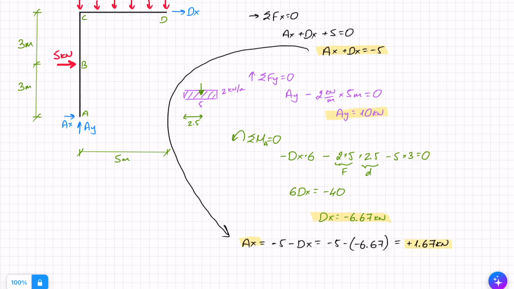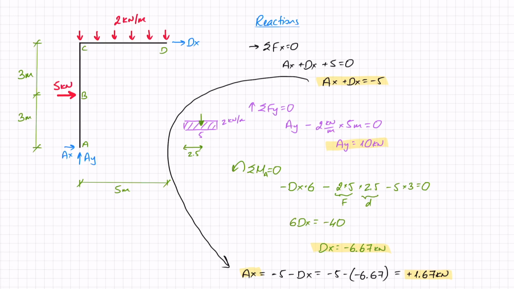And now the very last thing that I want to do is replace AX, AY, and DX in my graph with the actual directions and values of those reactions. That will be my final step to solving the reactions. So DX we said was minus, that means I assumed the wrong direction. In reality, DX is in this direction and it is 6.67 kilonewtons.